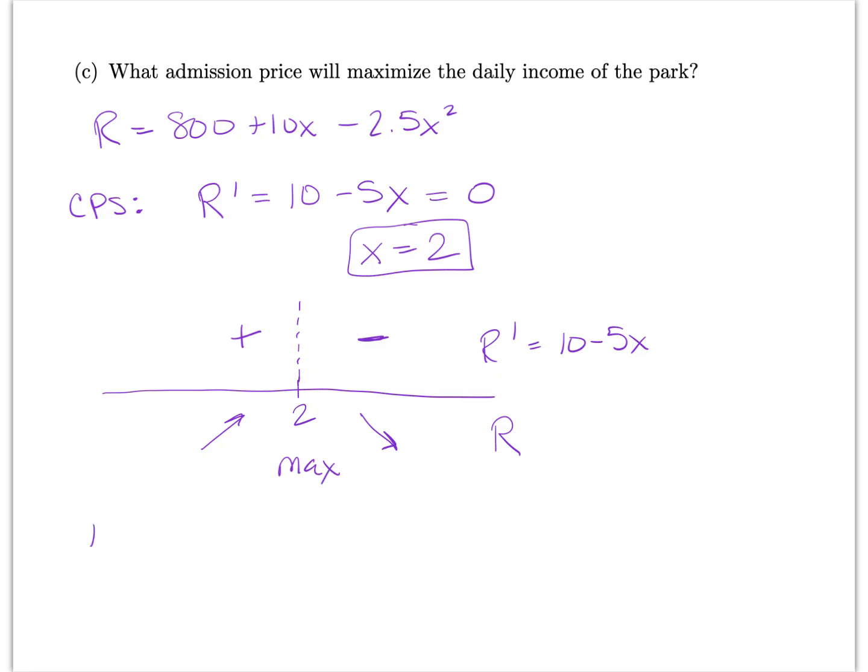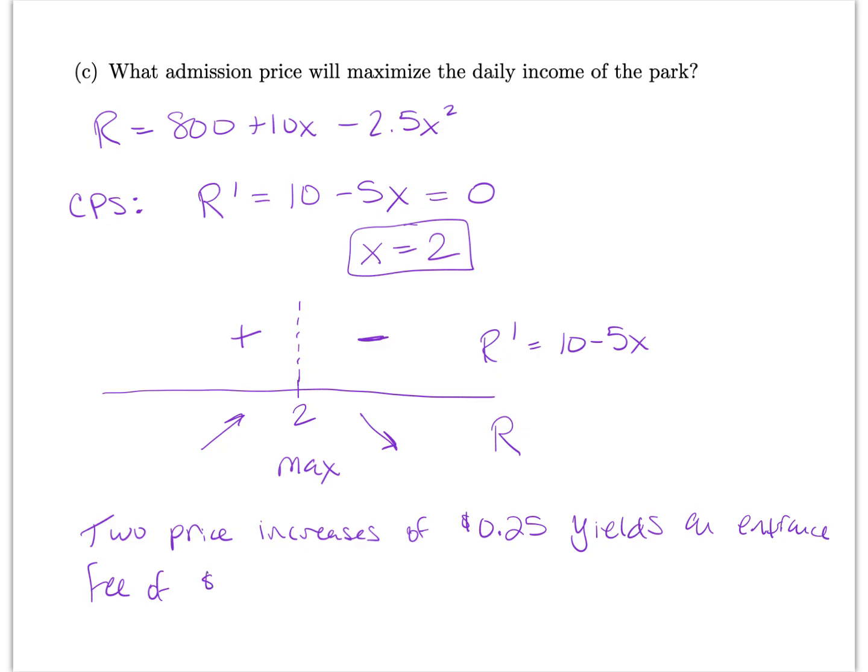So to summarize, two price increases of 25 cents yields an entrance fee of $4.50, right? Because it was $4. We did two price increases of 25 cents to maximize revenue.